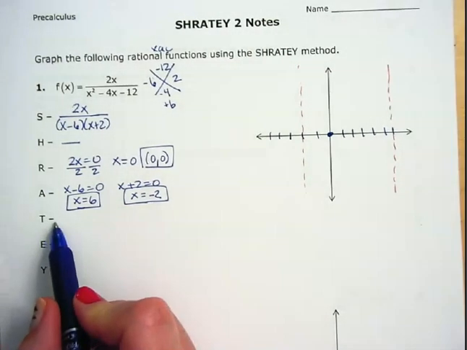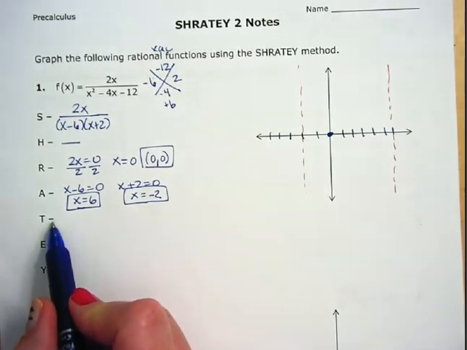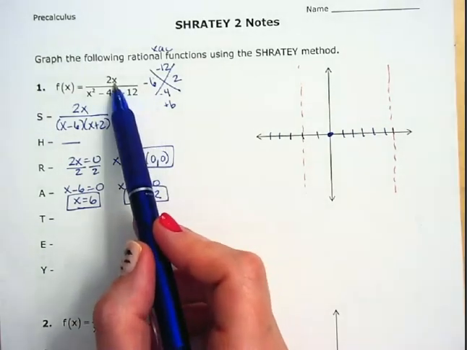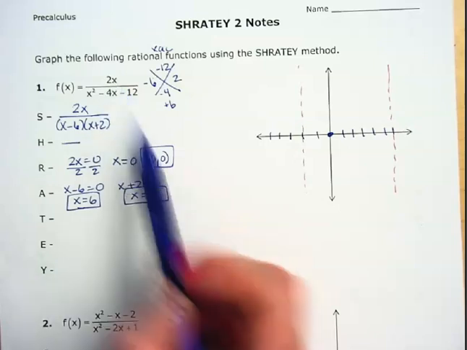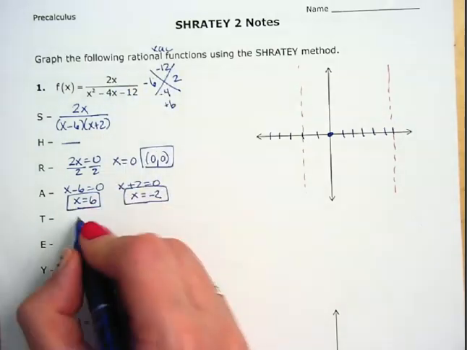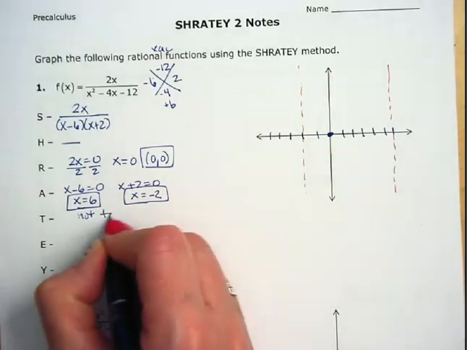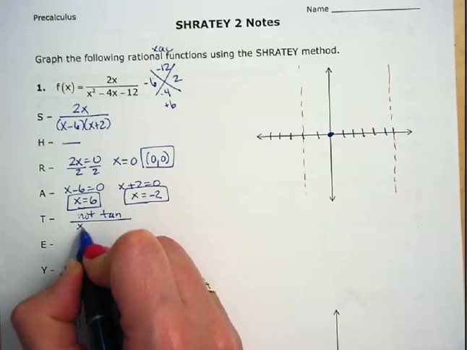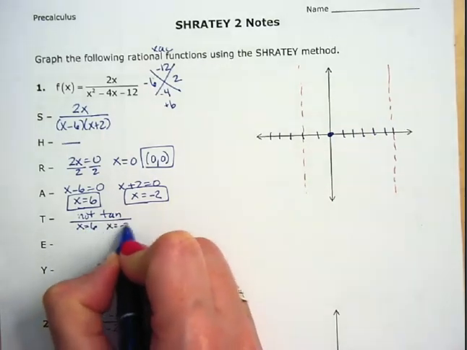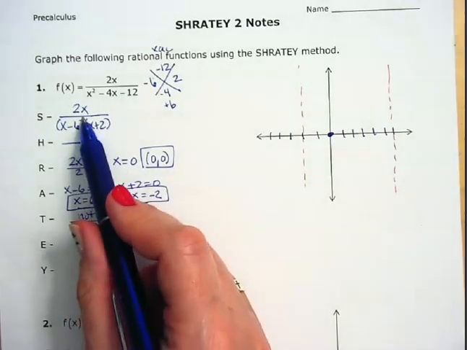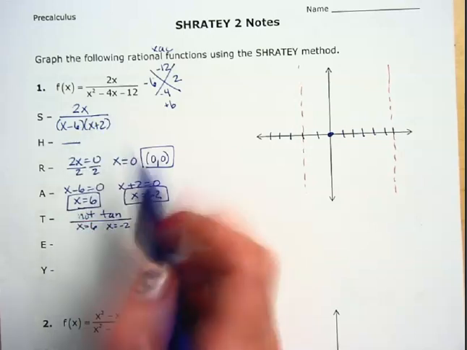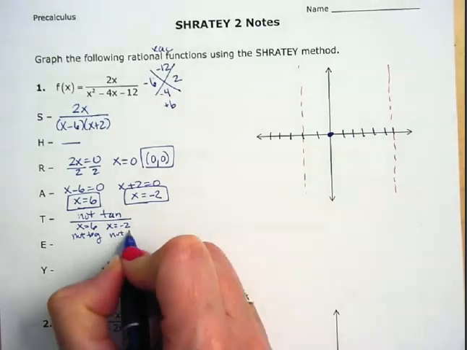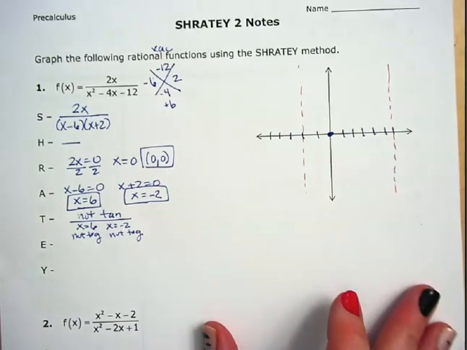T is for tangent roots or together asymptotes. So the x in the numerator, which gave me my root of 0, is not squared, so it's not tangent at that root. In the denominator, for the first asymptote, x equals 6, that factor is not squared, neither is the x plus 2. So both of these are not together at the asymptote.